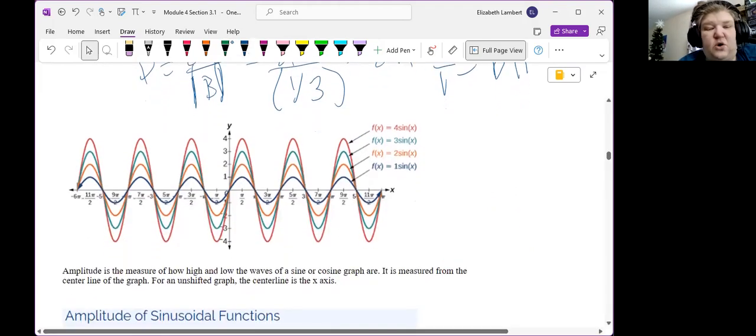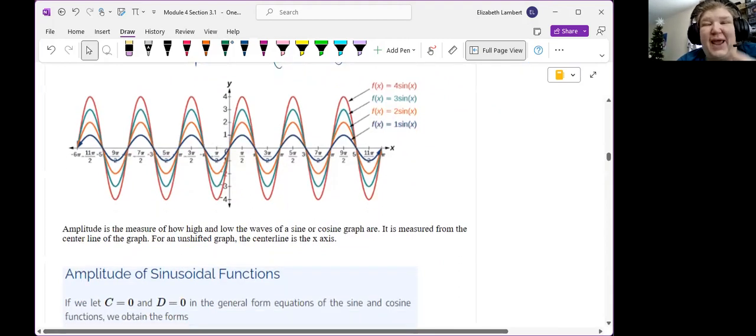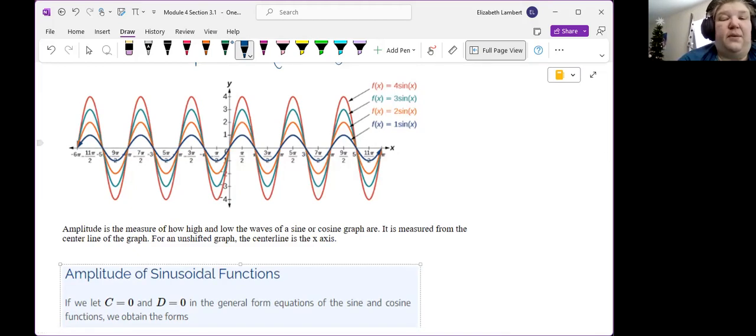Down here, we've got a picture of graphs with different amplitudes. Now I want you to look, the period on each of these is the same. It takes 0 to 2 pi to get a full up and down cycle. But how high and how low it goes is what changes when we change that number multiplied at the front, outside of the trig function.